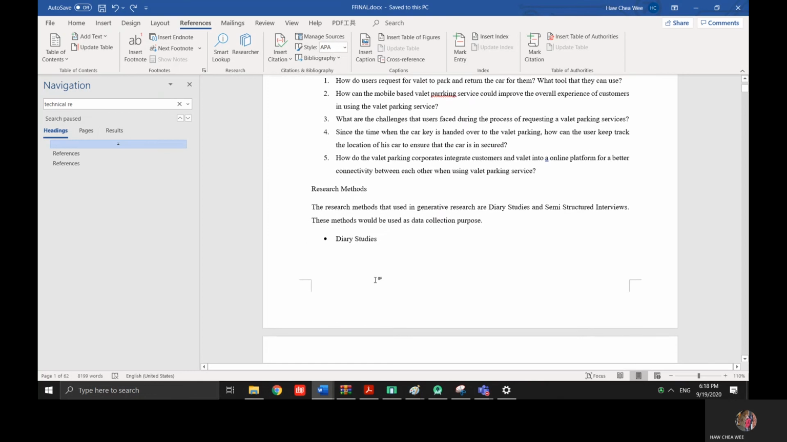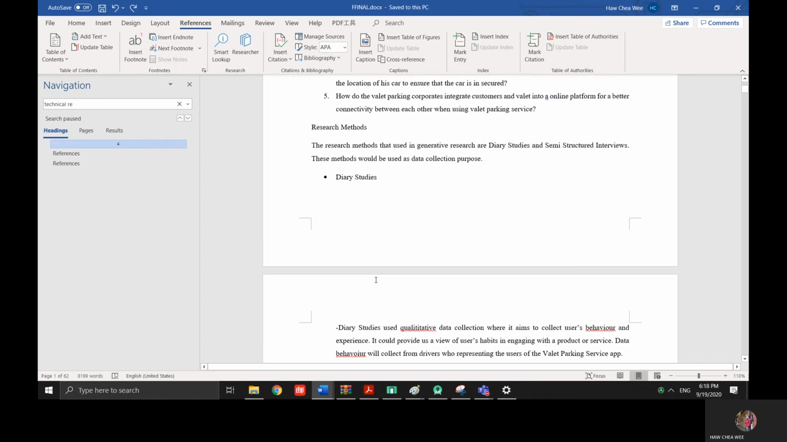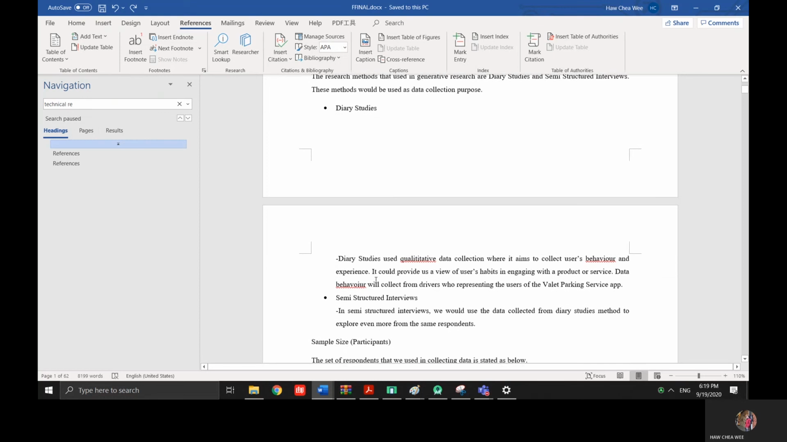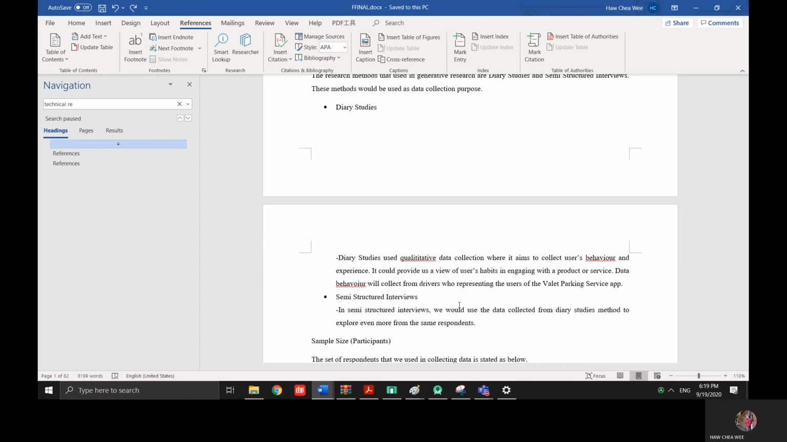So here are some research questions. For the research methods that we are using, it is the diary study and also the semi-structured interview. In the diary study, we use qualitative data collection, which is used to collect user behavior and also their experience. So this is able to provide us a view of the user habits in engaging with the products and also similar services.